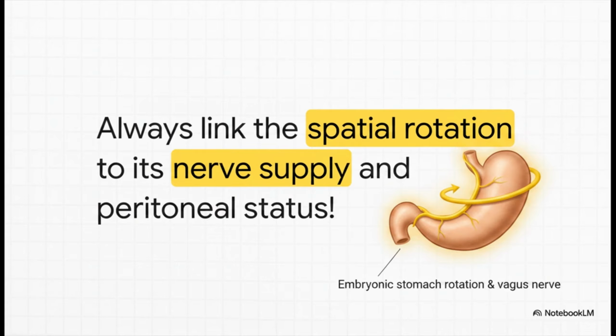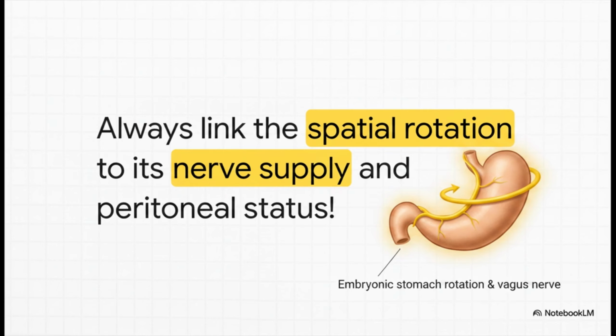To wrap up, here is a golden rule for your practicals and boards. Always, and I mean always, link the spatial rotation of an organ to its final nerve supply and its peritoneal status. Understanding how it moved perfectly explains where it is and what supplies it. If you can picture the movement in your head, the memorization becomes effortless.